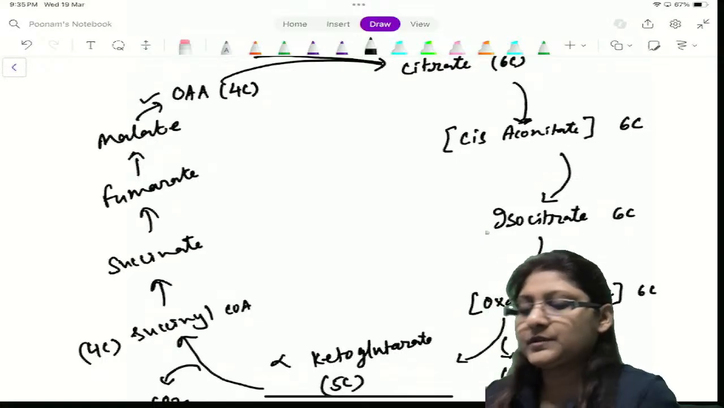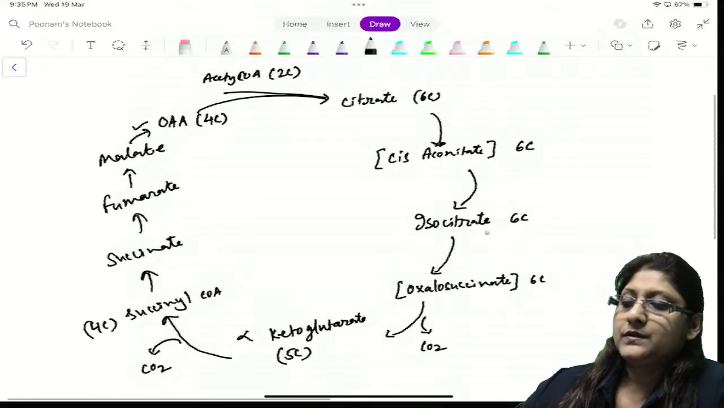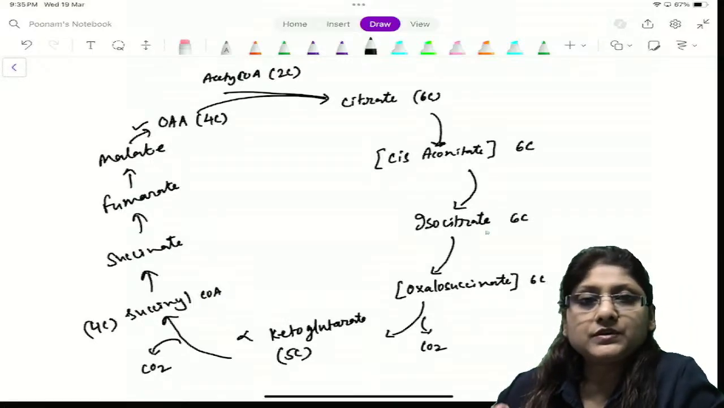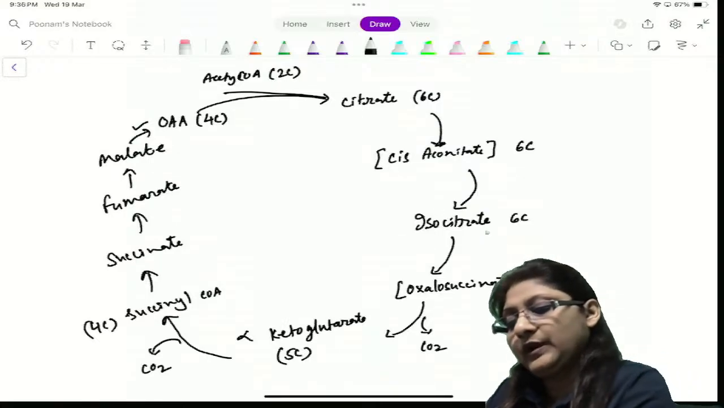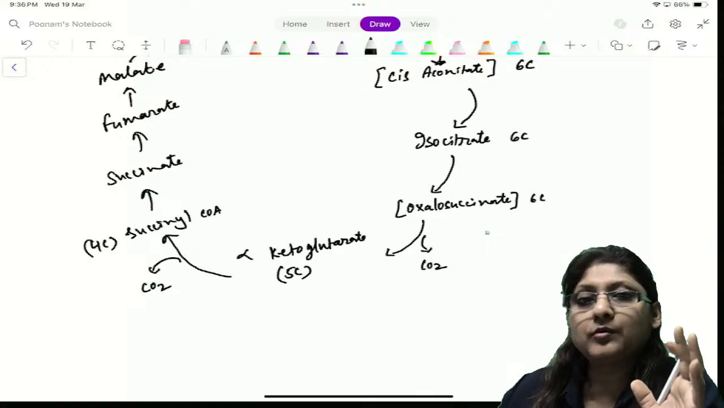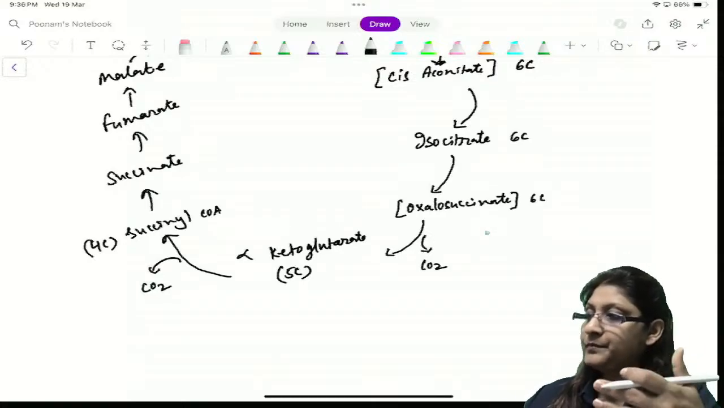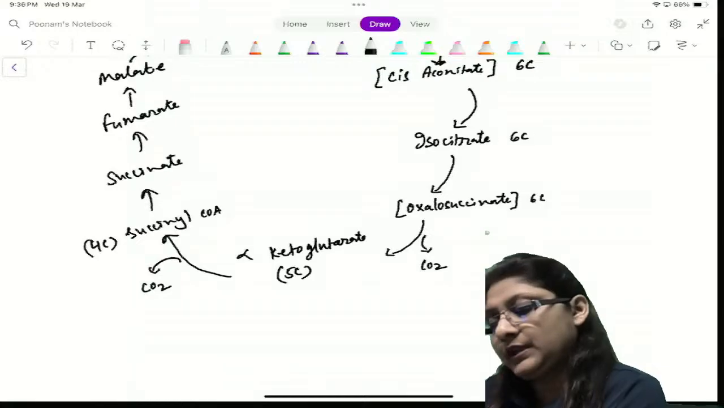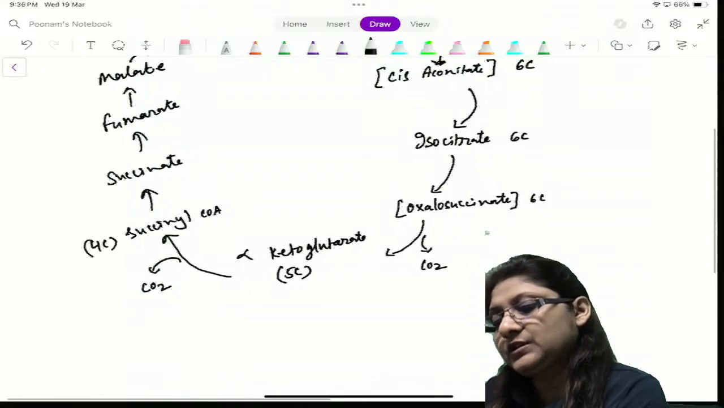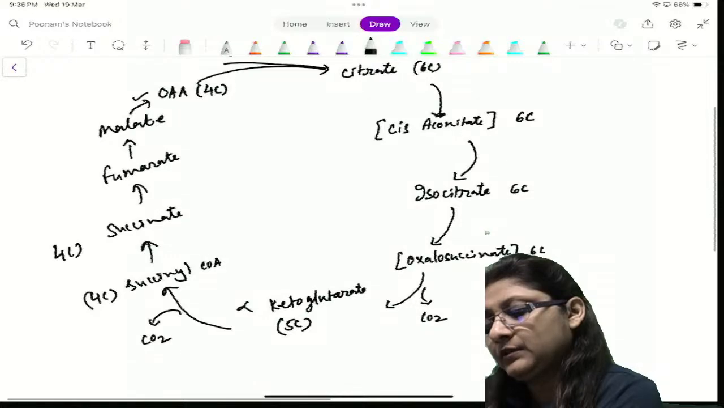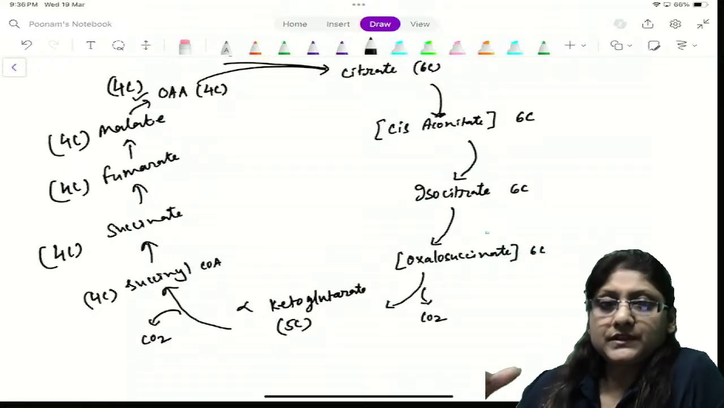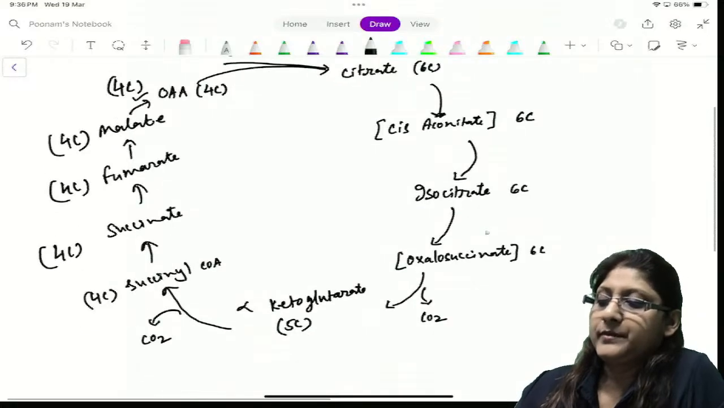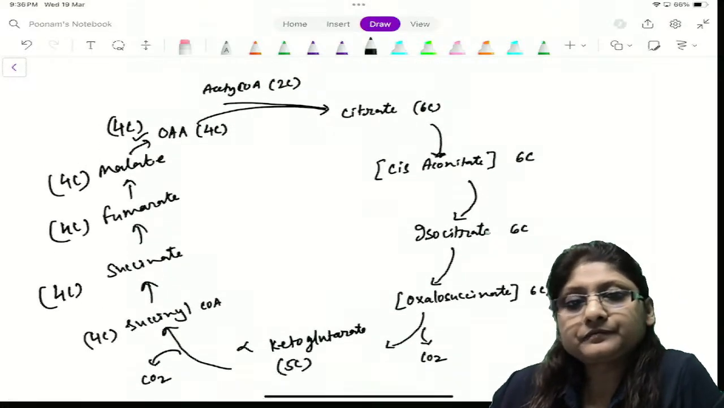You need to learn this somehow: the 6-carbon compounds citrate, cis-aconitate, isocitrate, oxalosuccinate are all produced. Then you have only one 5-carbon compound in this TCA cycle, and that is alpha-ketoglutarate, right? And on the left side, if you see, these are all 4-carbon compounds which are generated. Even oxaloacetate is a 4-carbon compound. So this is the flow of intermediates in the TCA cycle.